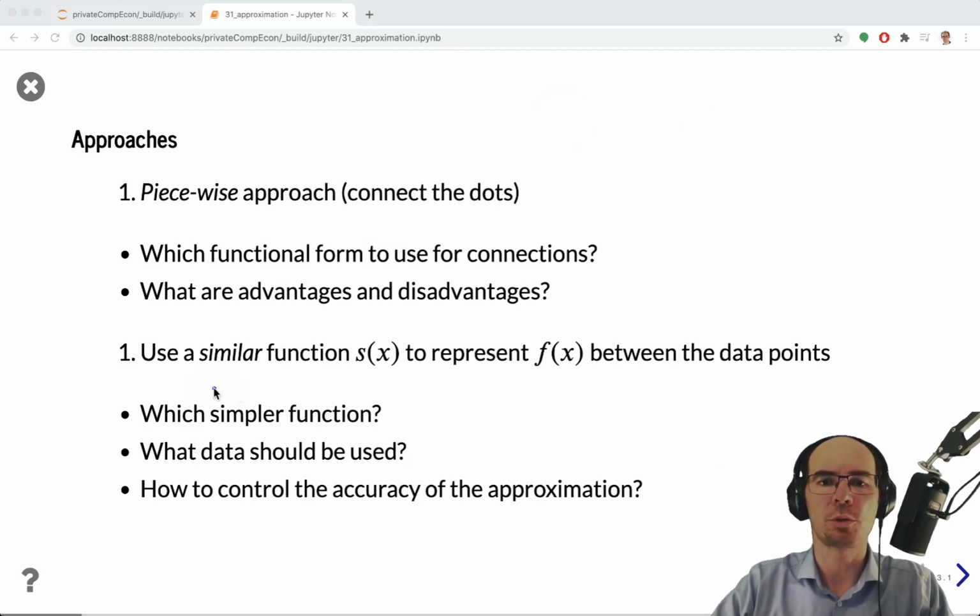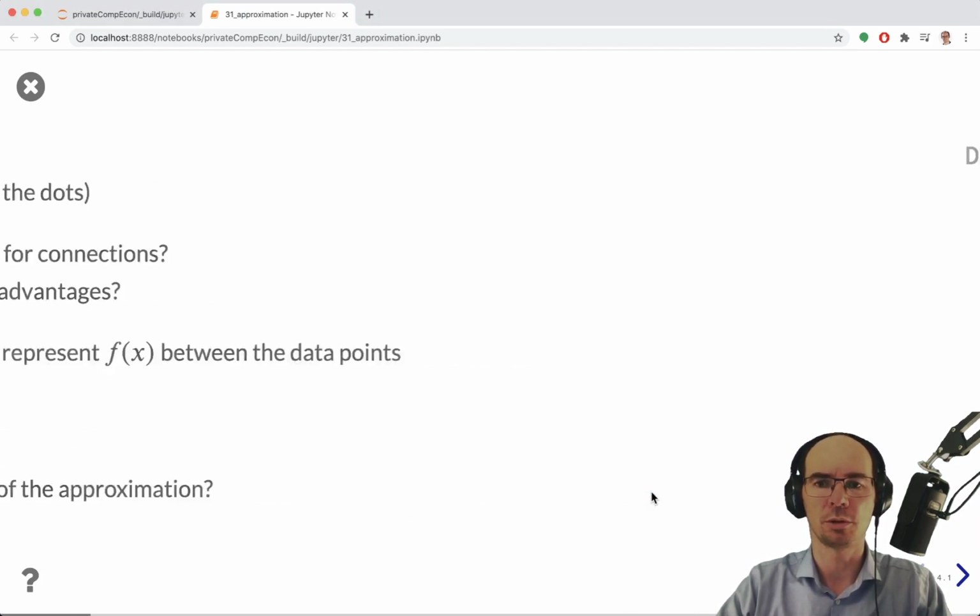Now, the other approach is to use a simpler function s of x, a completely different one, and probably an analytic function, so it's easy to compute, to represent f of x between the data points. Again, which simpler function? What functional form? And usually polynomials is a straightforward choice. What data should be used? By data here, I mean the collection of the points x's and the function computed in those points. And of course, the central question of all of this is the accuracy of the approximation, and we'll look at that.